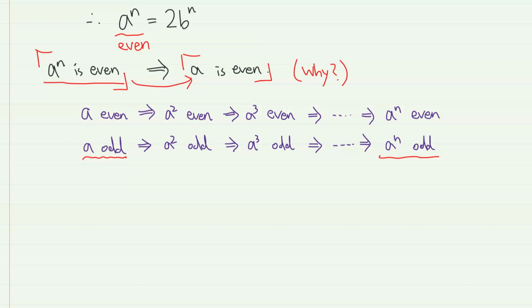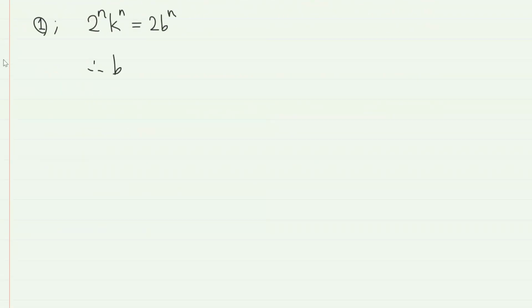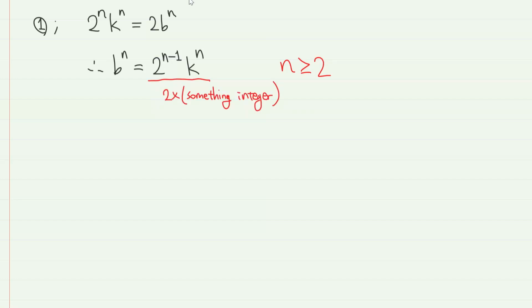Now, since a is even, we can write a equals 2k for some natural number k. Then, from here, we have 2 to the power of n times k to the power of n equals 2 times b to the power of n. So we have b to the power of n equals 2 to the power of n minus 1 times k to the power of n. Now since n is greater than or equal to 2, this right-hand side is 2 times some integer, so it is even, hence b to the n is even.